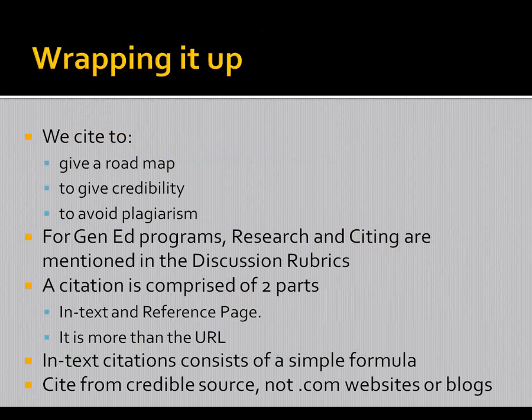All right, so wrapping it up, we talked about why we cite. It's to give a roadmap, to give credibility, and to avoid plagiarism. Talked a little bit about, for the Gen Ed program, that research and citing are integral for the discussion rubrics. A citation is comprised of two parts. There's the in-text citation, which is typically a parenthetical reference, and then also a references page. And you can't just put either the URL within the text of your paper or in the references section. You need to have more information, like the author, the title, the year, so on and so forth.